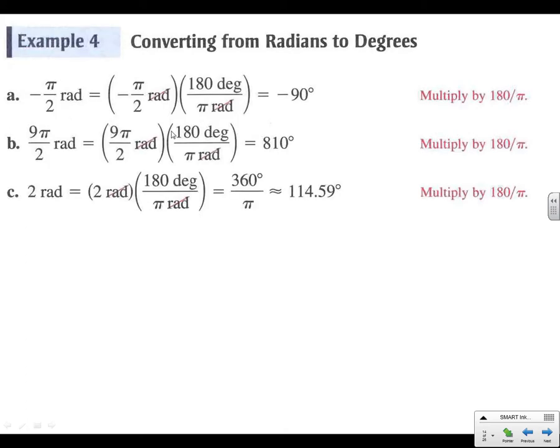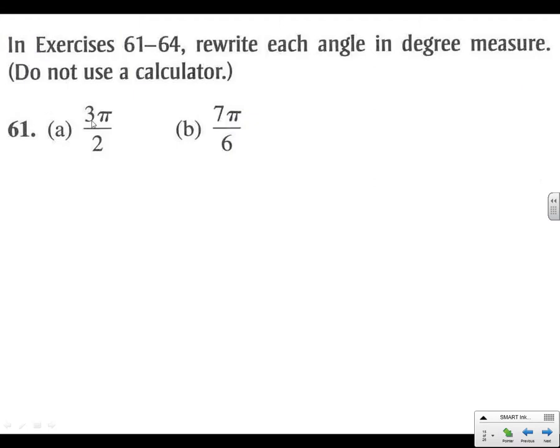All right, and so example 4 is going the other way. We just talked about that. If we want to go radians to degrees, use the same fraction with radians on the bottom. So I'm not going to go through all 3 of these. I think you can do it. See if you can do problem 61. Turn those radians into degrees.